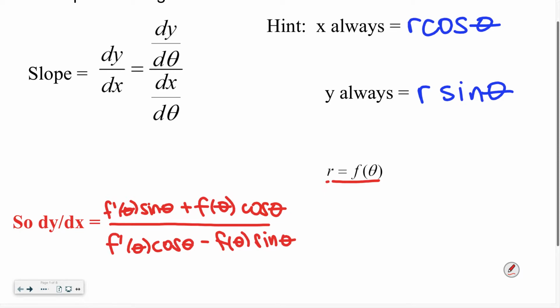What was your question? The product rule? F prime times g plus f times g prime?